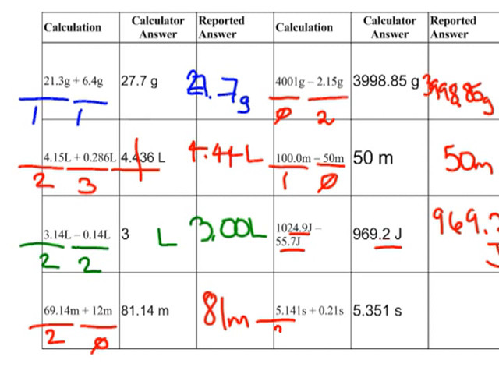5.141 seconds has 3 digits after the decimal place. 0.21 has 2. My calculator shows 5.351, so I only need 2 numbers after the decimal place. I look at the number 5. Next to the 5 is a 1. I never round down. I keep the number the way it is, so I need to record it as 5.35 seconds.